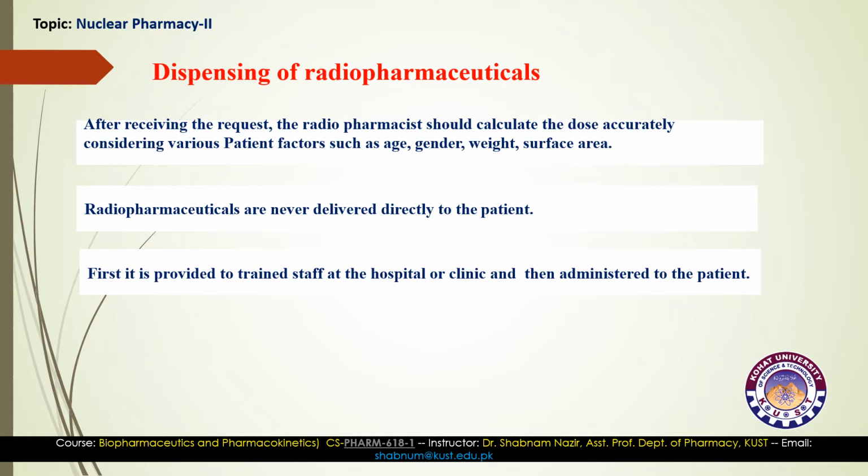The patient will never have direct access to the radiopharmaceuticals. Moreover, another important thing regarding dispensing is that they are always dispensed in a unit dose. They are always dispensed in a dose which is required once, and the dose never exceeds that. The reason is very clear: the area where the patient is being treated with the radiopharmaceuticals might not have the storage facility required for them. So it is better to provide radiopharmaceuticals in a unit dose.